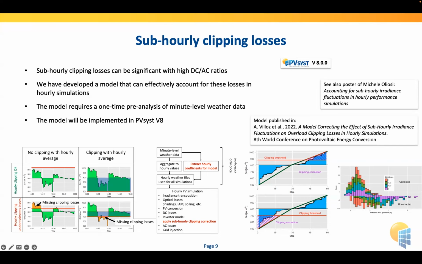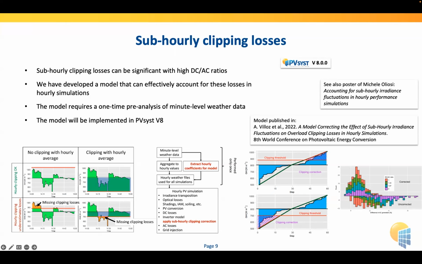fluctuations. And we've developed a model which is based on an analysis of minute level data that can correct for this in the hourly simulation. So basically, when you generate your hourly weather data set to run the PVsyst simulation, if the original data is minute level, PVsyst analyzes those data and stores additional values together with this data set. And then for any orientation, for any configuration, you can use this information to estimate correctly the clipping losses.